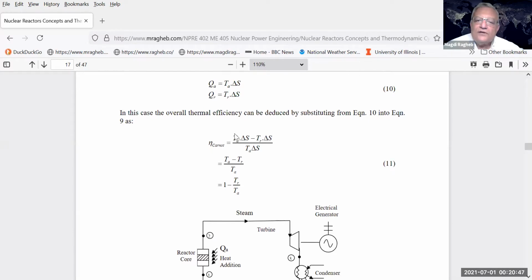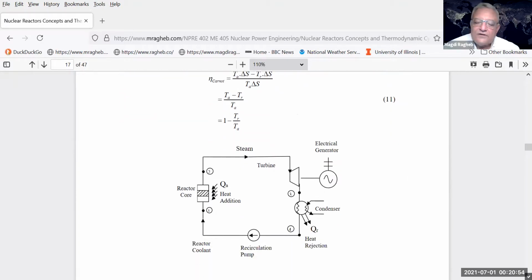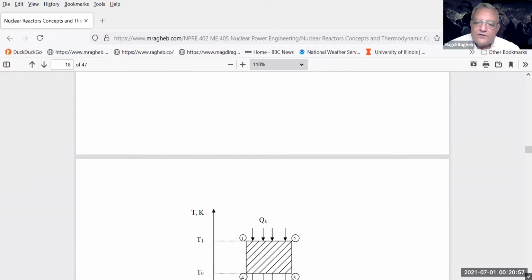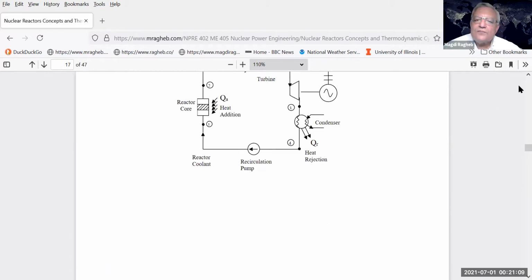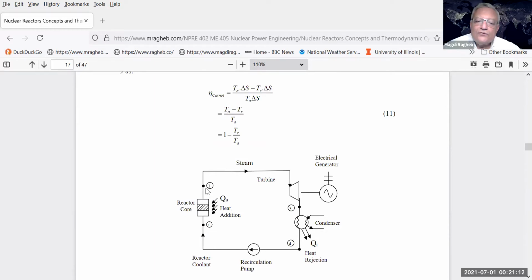If you think about the heat addition as being equal to the addition temperature multiplied into delta S on the TS diagram that we are going to show here, corresponding to that boiling water reactor design, you add the heat at the temperature T1 in kelvins from 1 to 2 in the diagram. So this is what happens inside the reactor core from 1 to 2. You add the heat, and now it's steam, it expands in the turbine from 2 to 3.